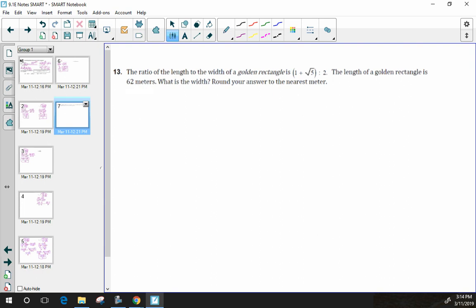Okay, so the first thing about 13 is that on the quiz, I won't want this to the nearest meter. Let's do simplified radical. First of all, it tells us that the ratio of the length to the width of a golden rectangle is that ratio right there. Now, we know usually ratios can be shown either with a little dot, the colon, the word to, T-O, or by division, comparison by division, which is what we're going to use here so we can set up a proportion. So we know that the ratio of length to width is 1 plus square root of 5 over 2.